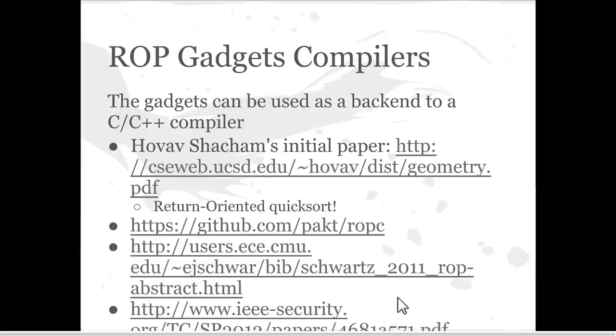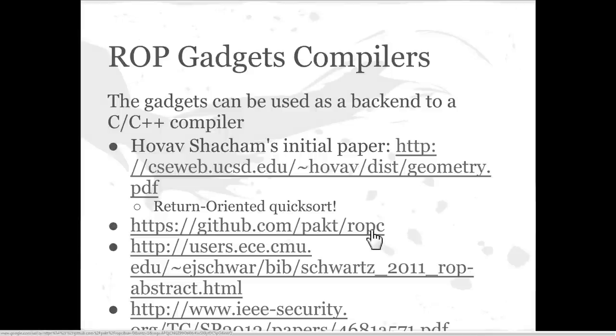The initial paper provided one, that return-oriented quicksort proof. And then these are just ones I found by Google searching. There's a GitHub one called ROC-C.